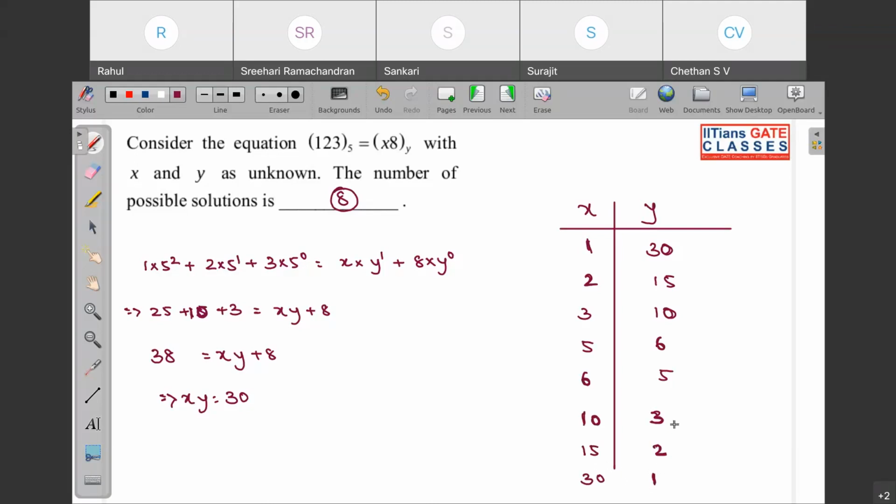Now check very carefully. If y is 30, then x is 1. So y is your radix, or it is your base. So when base is 30, you can have your units from 0 to 29. Now 29 can be represented with any alphabet or anything. So this case can be possible. Look over here. If base is 15, you can have numbers from 0 to 14. So x can be 2. This is also possible.